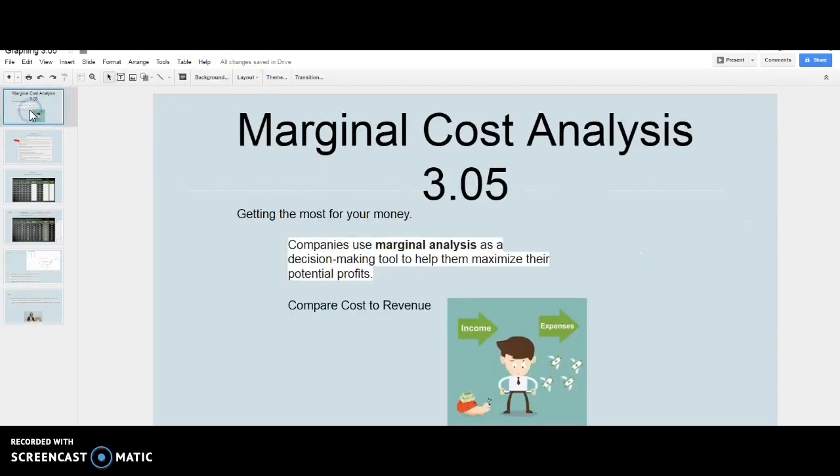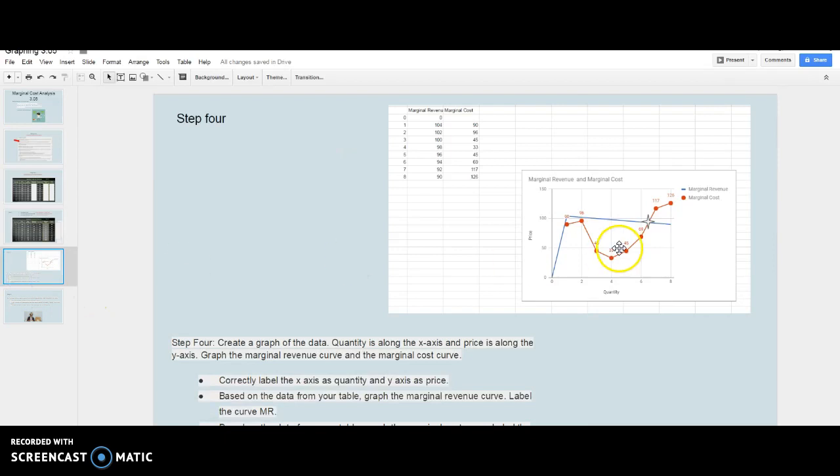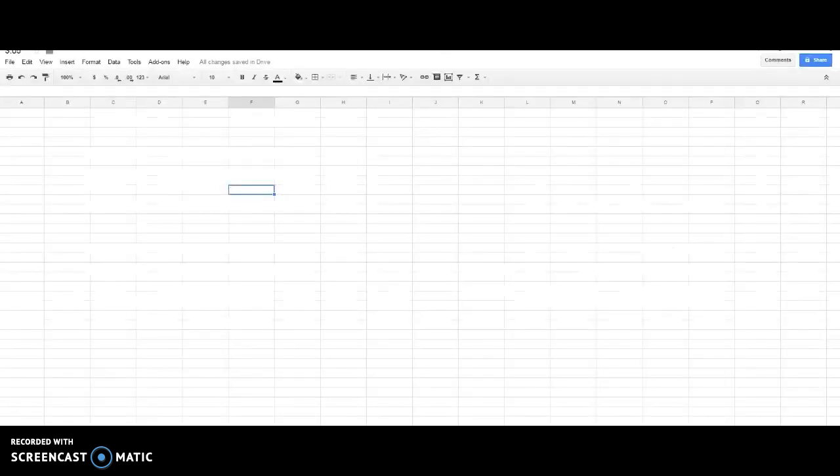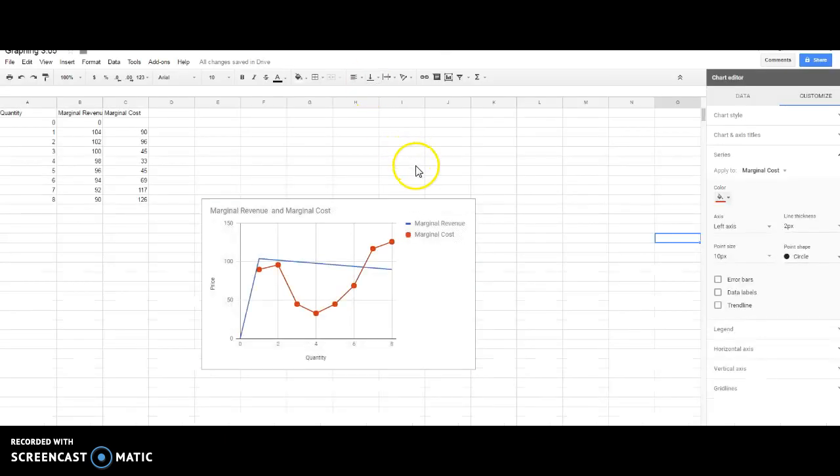Oh, I have all these slides over here. So that was basically how to do your marginal cost analysis. I need to emphasize again, go back to lesson 305 and read through, do the activities, watch the videos so you understand what a marginal cost analysis is. This lesson was just all about how to use Google Sheets to graph it. And if you get stuck, you could always hit the pause button. You can come back and see all these little tools on the right that you can go from data to customize so you can change things.